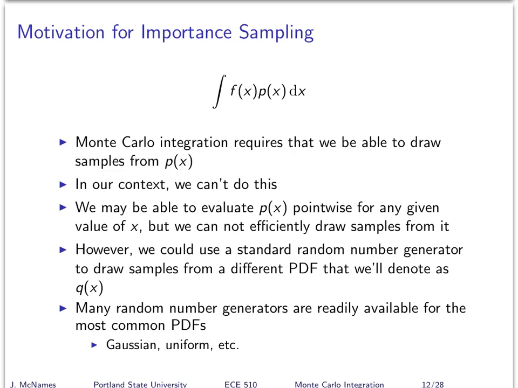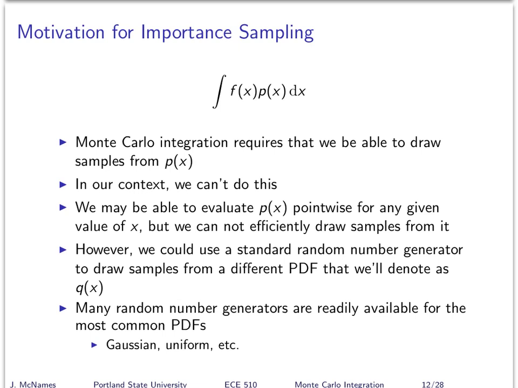So, what do we do? One of the things that we can do, it'll turn out, is that for any value of x, we can evaluate it. We can evaluate this numerically pointwise. For a given value of x, we can figure out what we think the PDF is. But we can't draw samples from it. We can evaluate it numerically. If you ask what the PDF is when x is equal to 3.2, we can tell you that. But if you say, draw random samples from it, I'm sorry, we don't have a way of doing that.